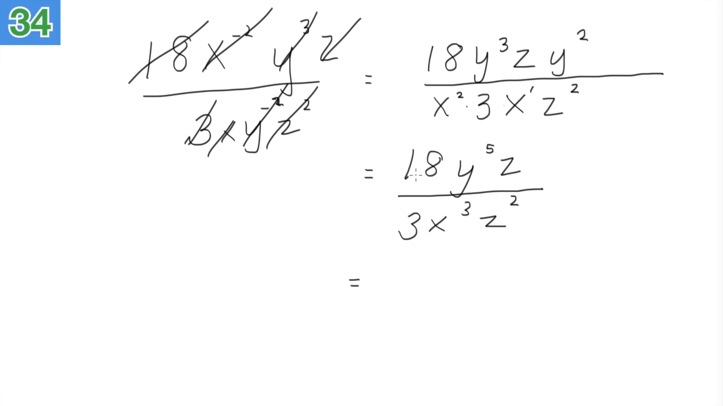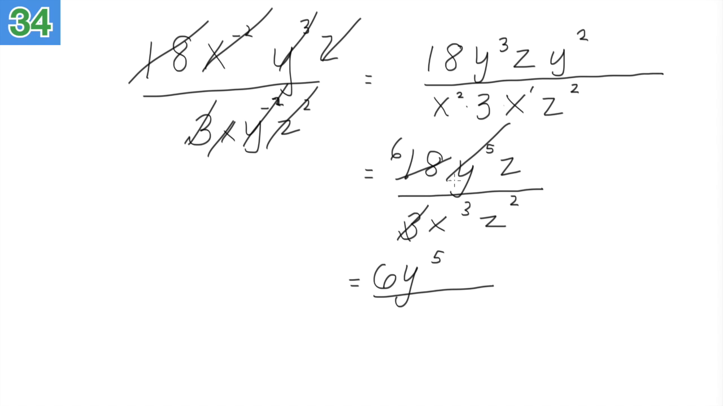Now we have to start reducing. Anything that's on the top and bottom, we want to reduce and make sure that there's only one of each variable. First, with the numbers, we have an 18 and a 3. 3 goes into 18 6 times, so we can get rid of that 3 on the bottom and leave it as a 6 on top. Now, y to the 5th. This is the only case where there's a y. There are no y's on the bottom, so we know that the y to the 5th is fine where it is.